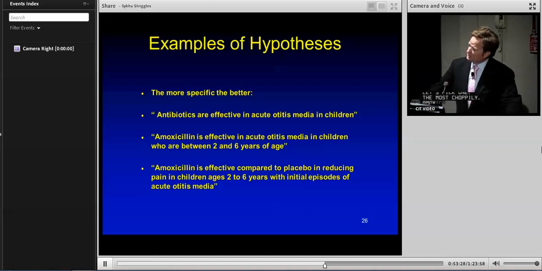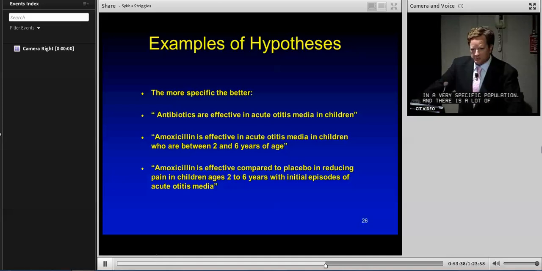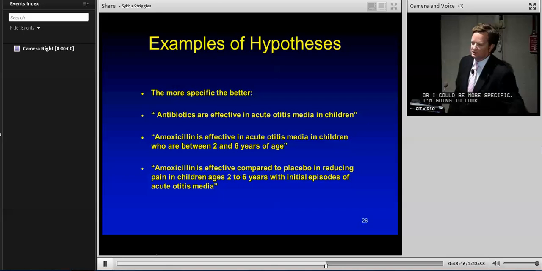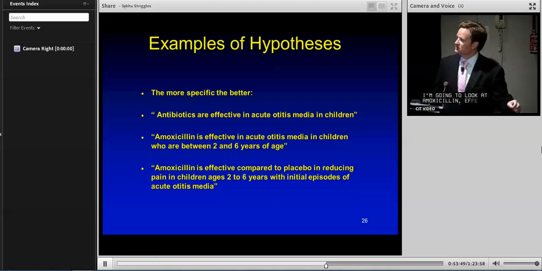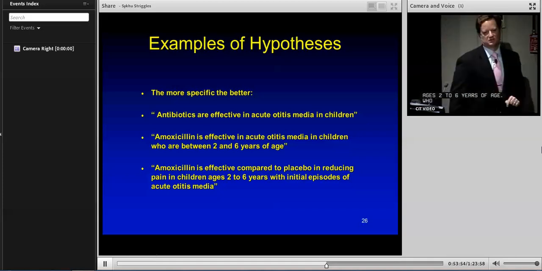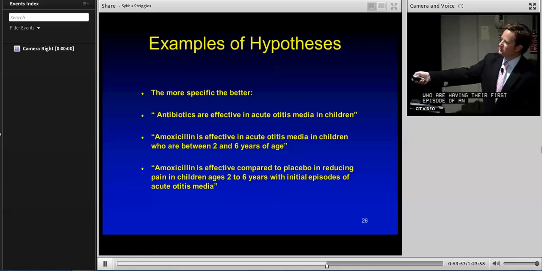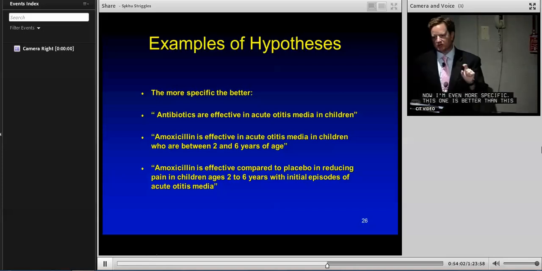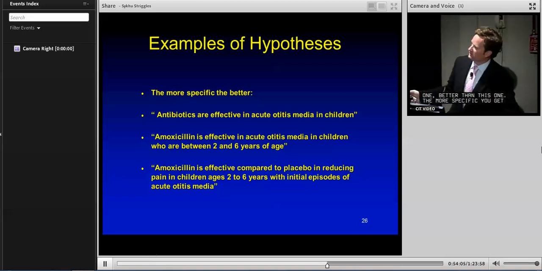But I'm going to narrow it down to only kids between the ages of 2 and 6 years of age in a very specific population. And in fact, there's a lot of discussion whether antibiotics are effective at all in that particular setting. Or I could be even more specific. I'm going to look at amoxicillin as effective compared to placebo. Effective in what? Effective in reducing pain in children ages 2 to 6 years of age who are having their first episode of an ear infection. Now I'm even more specific. This one is better than this one is better than this one. The more specific you get, the better you are in terms of what your hypothesis actually entails.